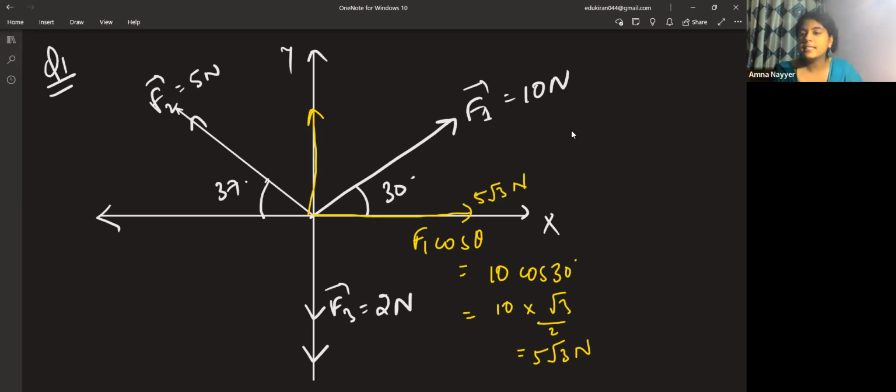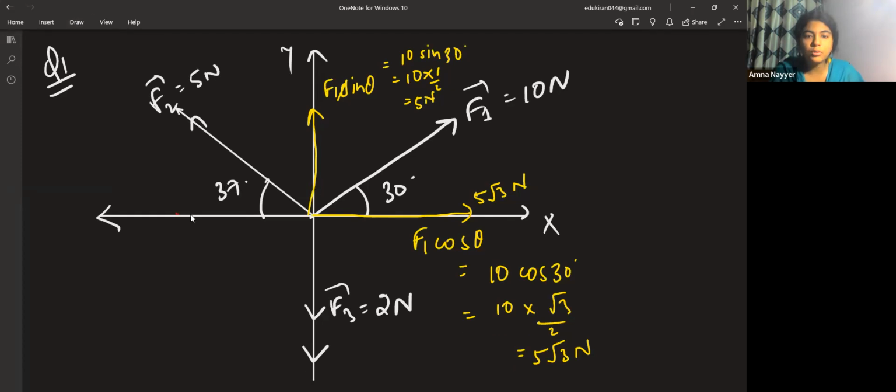Next is Siddiqa. Component of F1 along the y-axis. Siddiqa, F1 cos theta Sara has answered. What about the y-axis? Sin theta. Very good. F1 cos theta was here, so this becomes F1 sin theta. This means 10 into sin 30 degrees, that is 10 into half, which is 5 Newton. So 5 root 3 plus 5 Newton is giving you 10 Newtons here. This is how you resolve your vector. So F1 has been resolved.